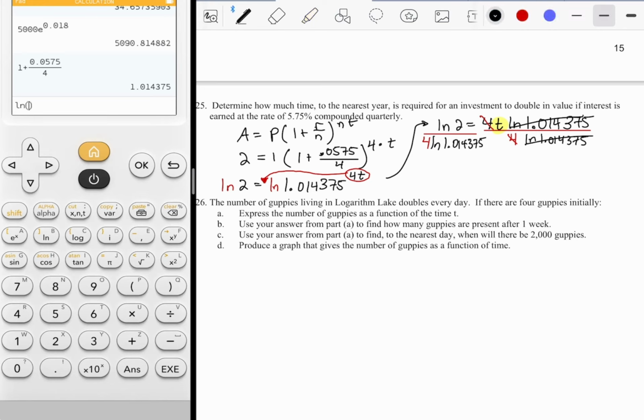So I'm going to say ln of 2 divided by 4 ln 1.014375. And so t is going to be about, said to the nearest year, but I like to put the full decimal there first, or at least a fair amount of it. So this is about 12 years.